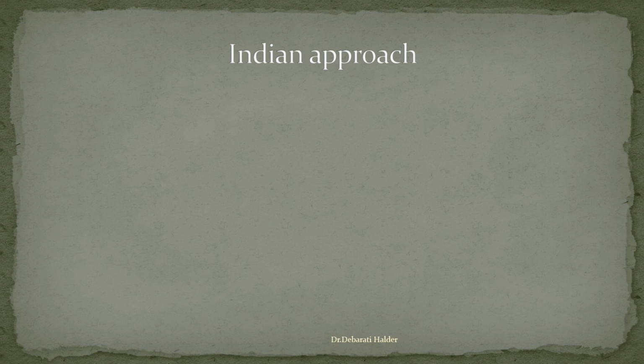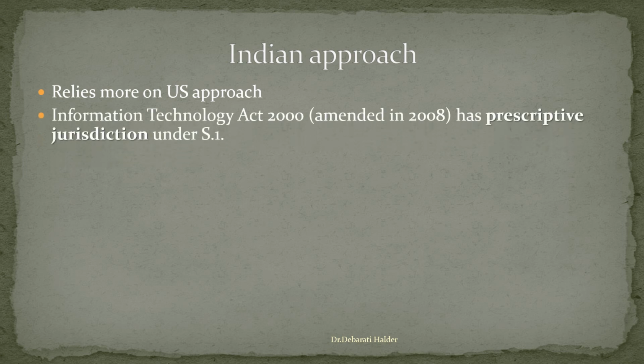Now, let us understand about the Indian approach. The Indian approach relies more on the US approach. The Information Technology Act 2000, amended in 2008, has prescriptive jurisdiction under Section 1. It also follows the universality principles, especially where it prescribes rules, regulations, etc. and laws for punishment for cyber terrorism, child pornography, etc.